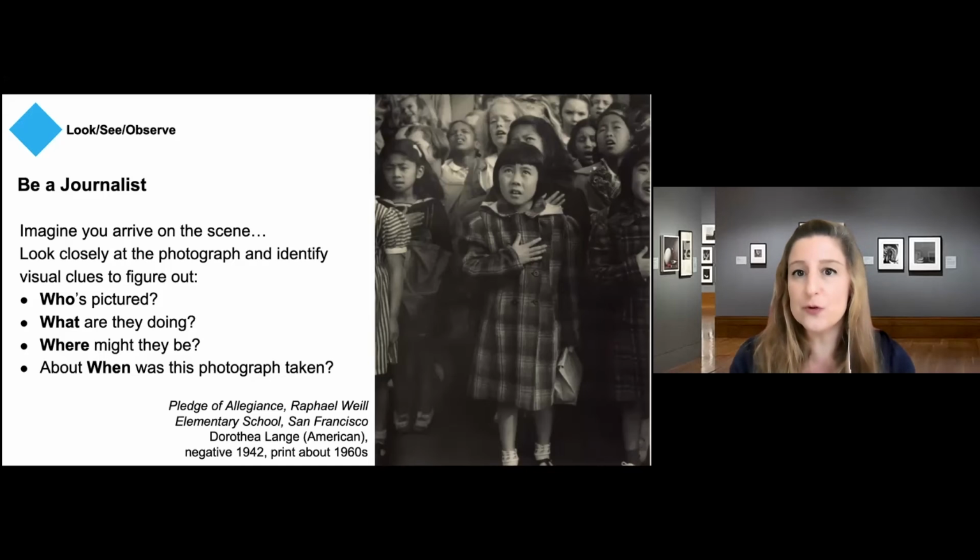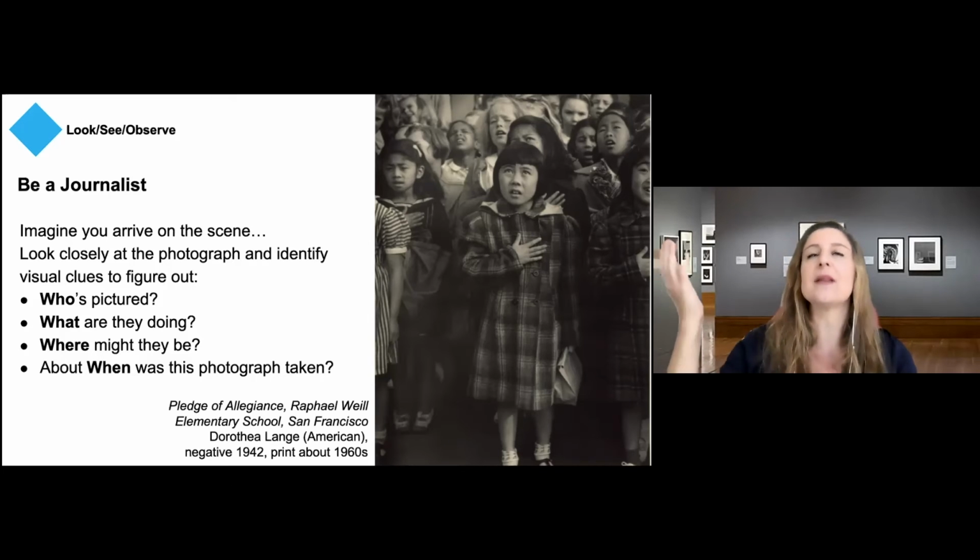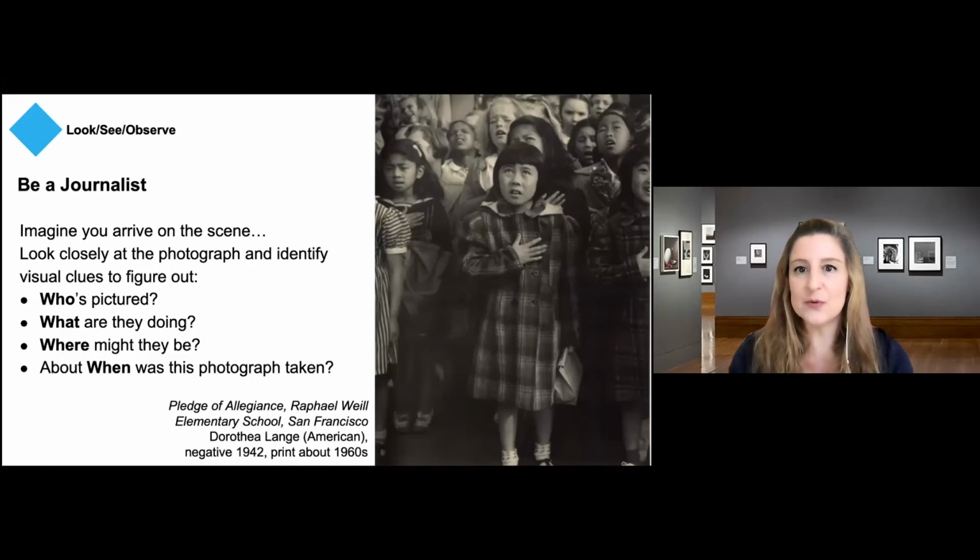In terms of who's pictured, they could guess about the ages of these kids. They could notice the diversity of faces within this group. What are they doing? Many of them have their hands on their heart, so you could talk about what that might be. They're saying the Pledge of Allegiance. It's also interesting to note that many of them are looking up. So what might they be looking up at? Where might they be? What would be a setting in which lots of kids are together saying the Pledge of Allegiance? Students could think about that and put those ideas together.